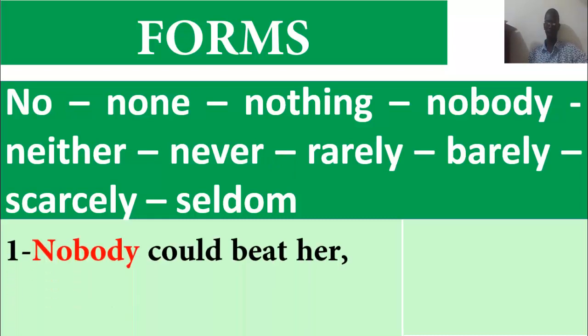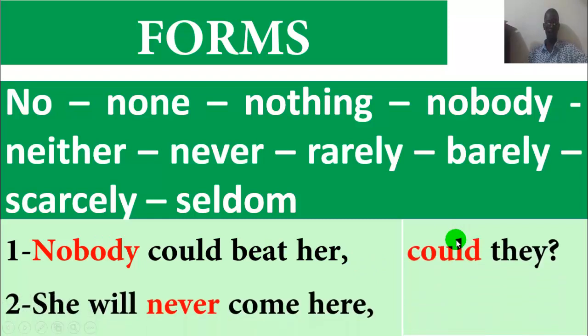Example, nobody could beat her. The sentence is negative because of nobody. Nobody is negative or semi-negative word, so the tag question must be positive. Could they? Number 2, she will never come here. So because of never, sentence number 2 is in the negative form, and as a consequence, the tag questions will be in the positive or affirmative form with she.